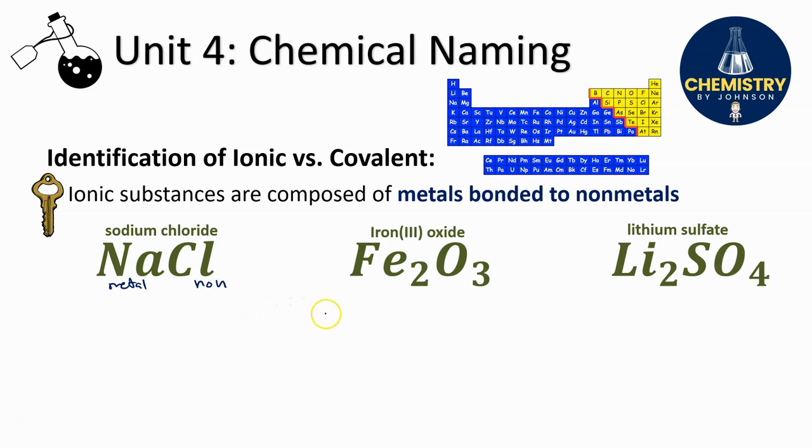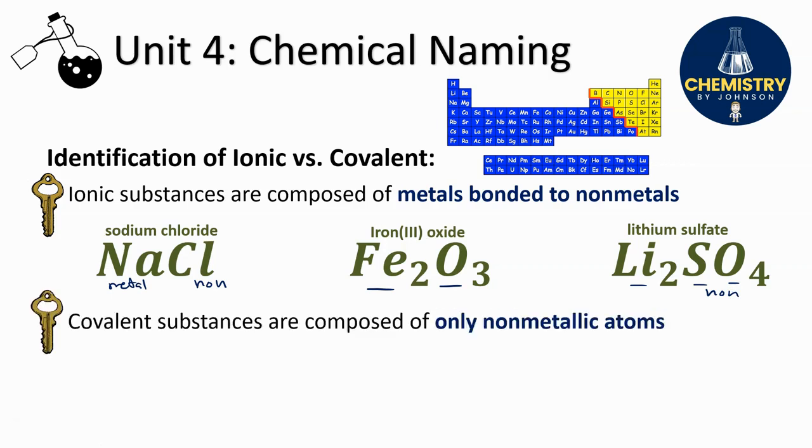And you could then say that sodium chloride is held together with ionic bonding and use the appropriate naming style based on that. Same thing here with iron being a metal, oxygen being a nonmetal, and here lithium being a metal, sulfur and oxygen. So here there's two different elements, but they are both nonmetals. This would still count as having an ionic bond.